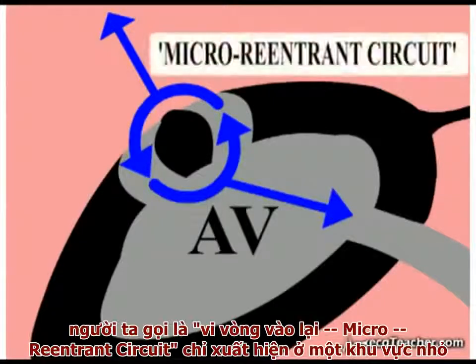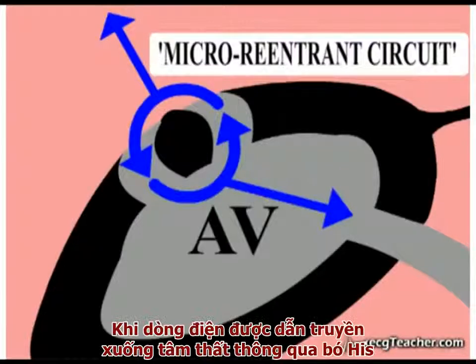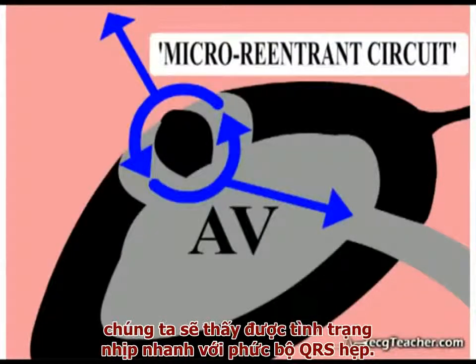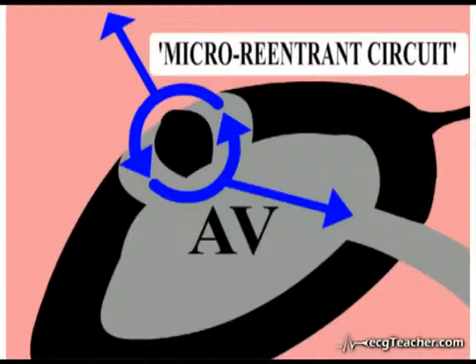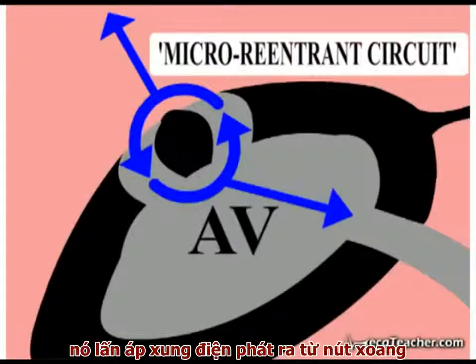This is a micro reentrant circuit occurring over a small area, and the small currents involved have no influence on the resting ECG. As the current is transmitted to the ventricles by the bundle of His, during such an attack we see a tachycardia with narrow QRS complexes. In addition, rapid retrograde depolarization of the atria is occurring, overriding SA node discharge.